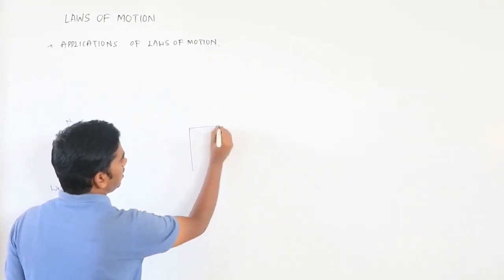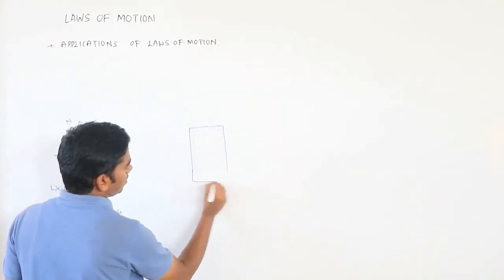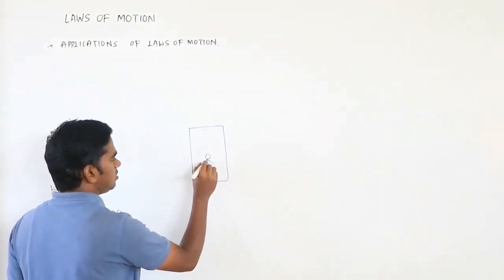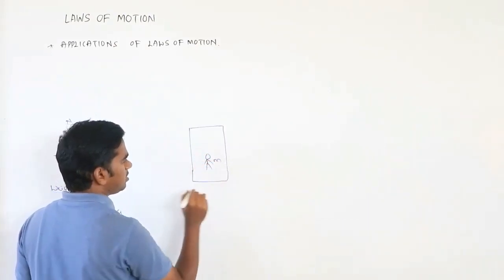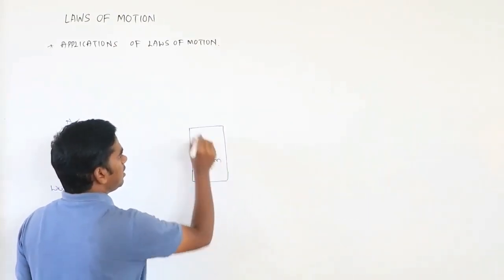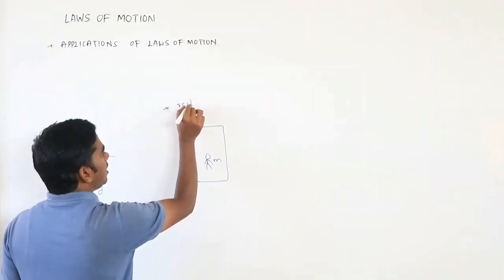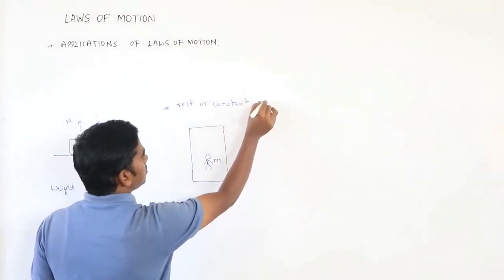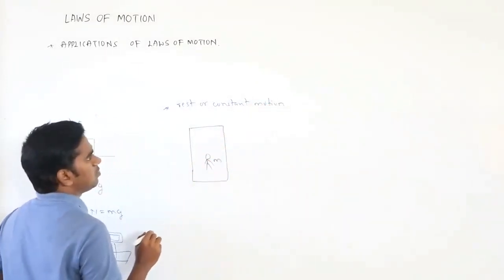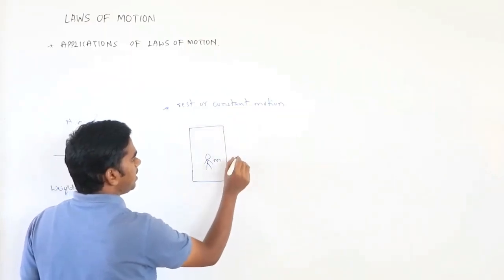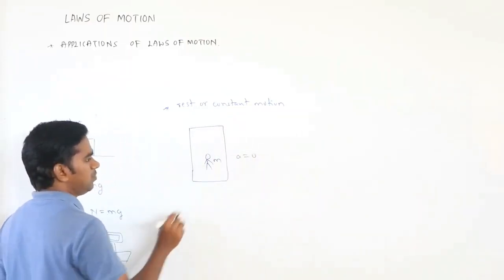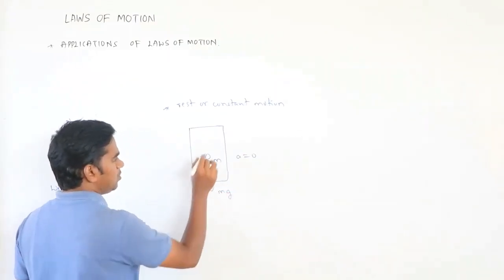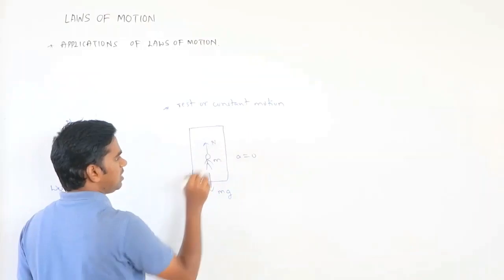Suppose a lift is moving in upward direction and you are standing over here. Say your mass is M, and the lift is at rest or in constant motion, meaning uniform velocity. Then acceleration is 0. What is the downward force? Downward force is equal to mass into acceleration due to gravity. Upward force is only the normal reaction.